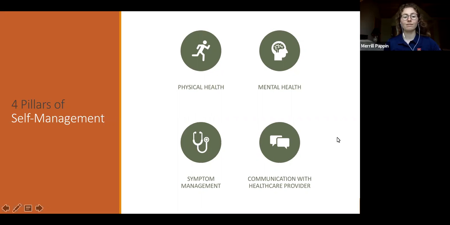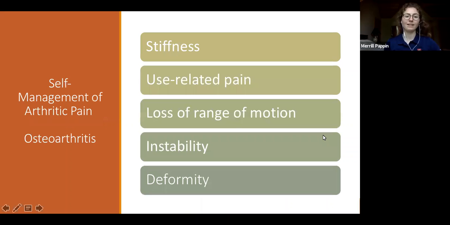So the 4 key pillars to self-management are your physical health, your mental health, symptom management, and also your ability to communicate with your healthcare provider so you get yourself extra help when you need it. So I'm going to focus specifically on physical health and symptom management, and we're going to talk about arthritis, just because that was one of the most common conditions amongst the members of Oasis.